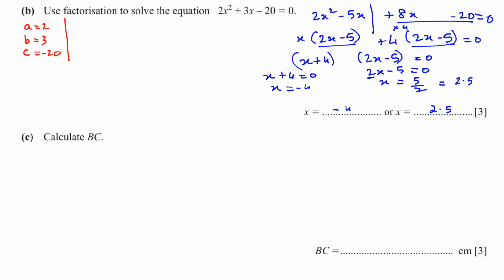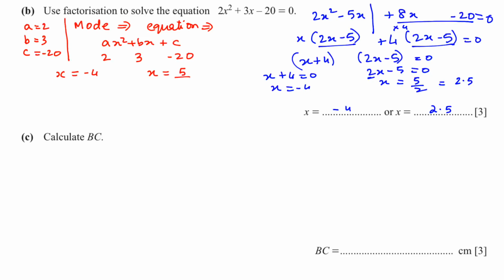Different calculators have different modes. So you have to do mode, find the equation, and then find quadratic. It will be written as ax squared plus bx plus c. So when you substitute in place of a 2, in place of b 3, and in place of c negative 20, and you press the equal button, you will get x is equal to negative 4 and x is equal to 5 over 2. But we cannot write this directly or you won't get your marks.